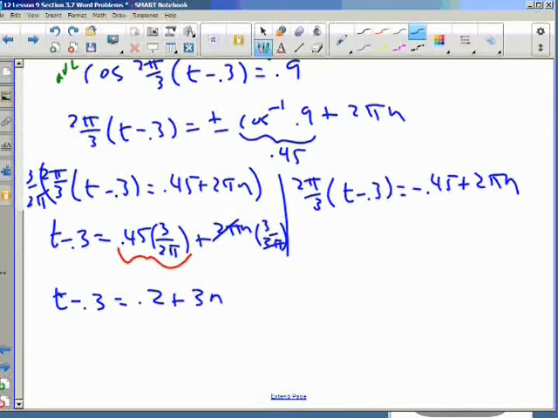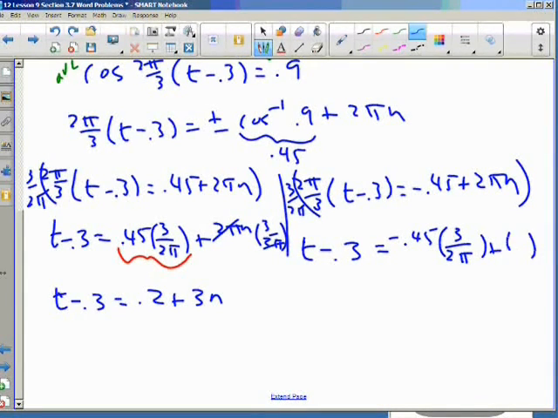With things canceling out, I get a 3n. Of course, on this side, when I multiply by the reciprocal, 3 over 2 pi times the whole equation, I end up with a similar problem. I get negative 0.45 times this business. So I'll just get the same value, just with the negative sign in front of it. And so I get t minus 0.3 equals negative 0.2 plus 3n.